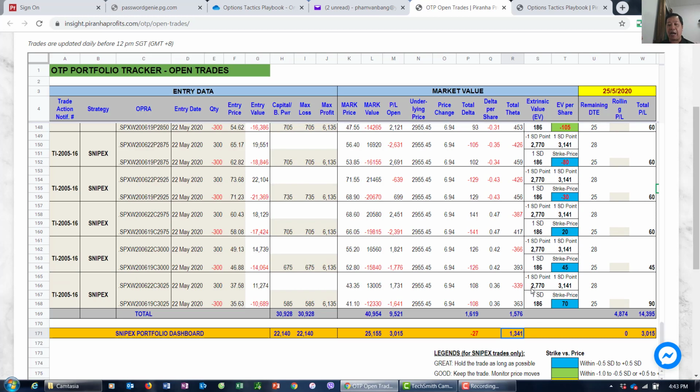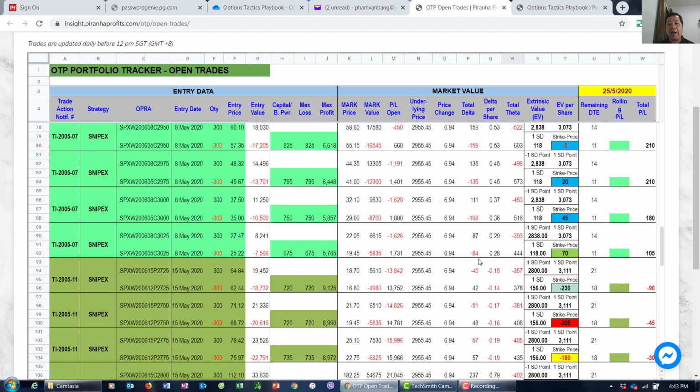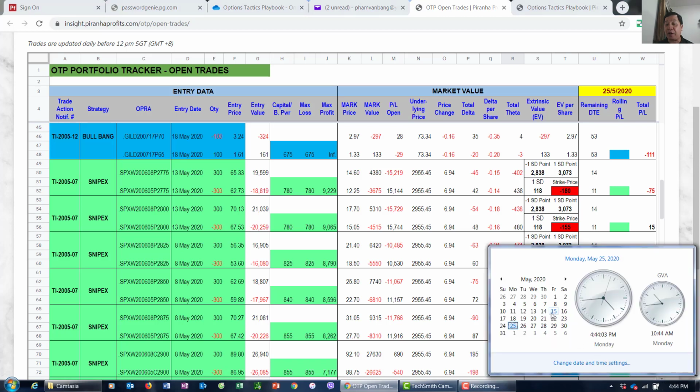Now, after you look at the dashboard, you know where your portfolio is right now and how much money it is making every day if everything else is unchanged. Now you zoom into each of the individual trades. And I have a little dashboard for each of the trades that you can check. For example, right now, today is 25th of May, which is on Monday.